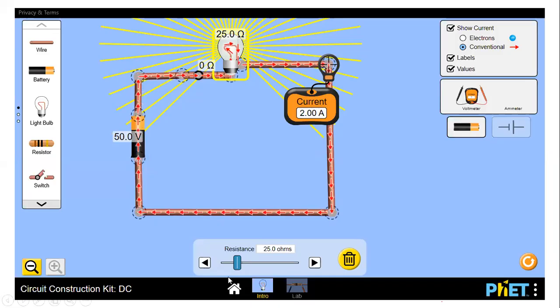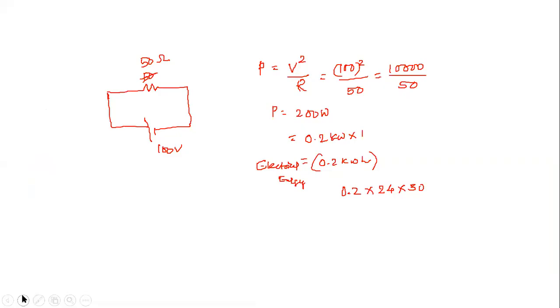So let us compare this again with the previous example. The resistance has reduced and the voltage has also reduced. What happens? See, this was the previous example we had. Now I'll use the same formula. The voltage is now 50 volt, right? And the resistance is 25 ohm, right?